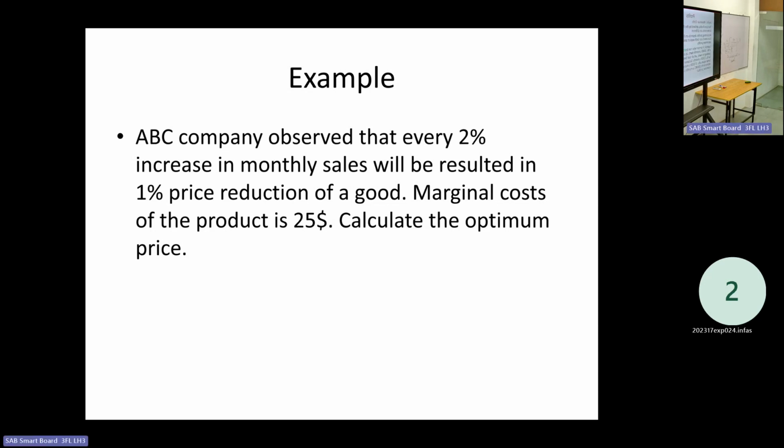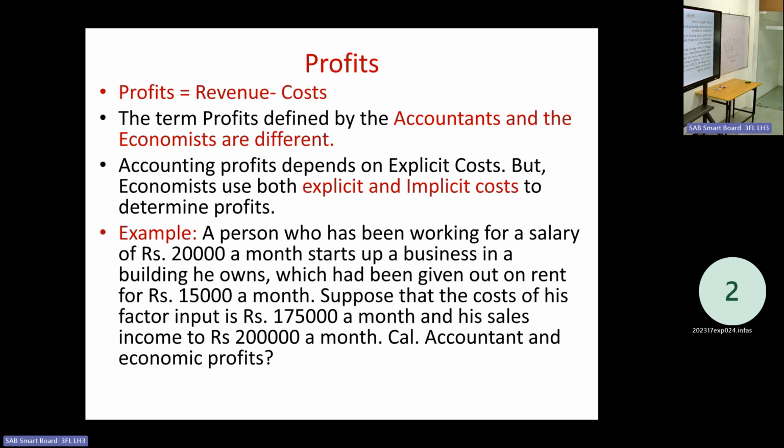Then we move to the profit. It's a longer one. Later, when we talk about the market, we will discuss more on profit maximizing and all these marginal cost and marginal revenue curves. So how do we calculate the profit? Simply, profit is the revenue minus cost.